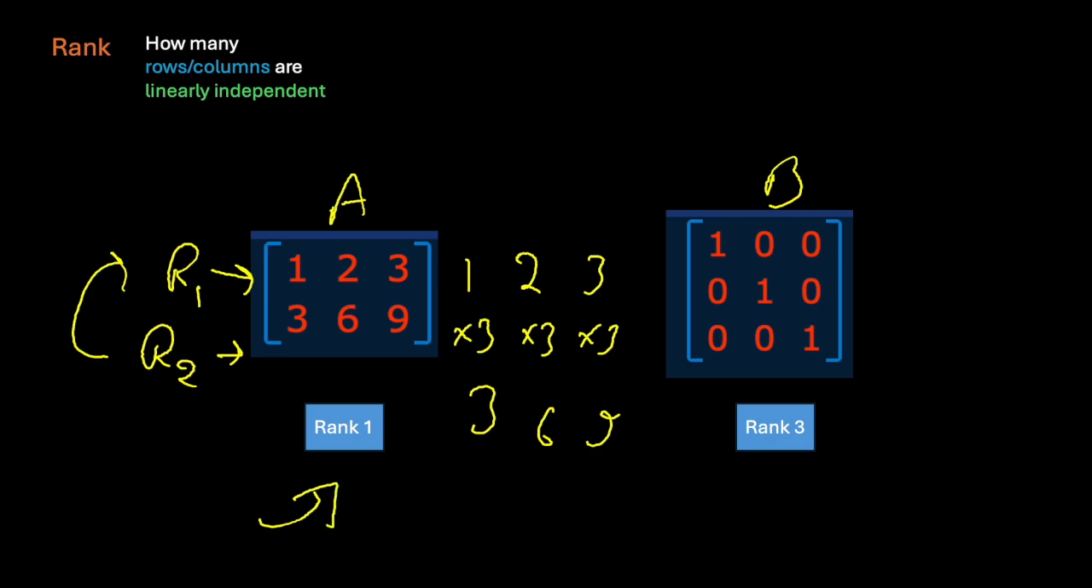While in this case, in matrix B, all the columns and rows are linearly independent. None of them can be represented using the other. This is a basic definition of what is the rank of a matrix.